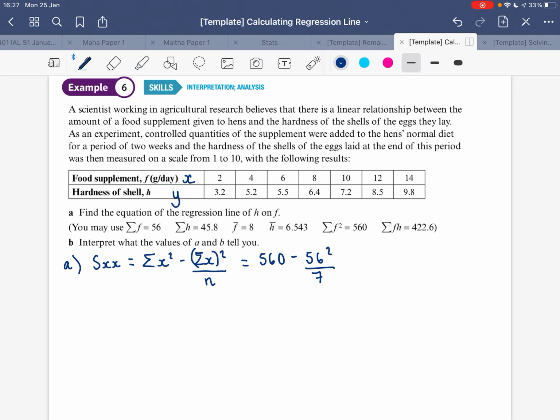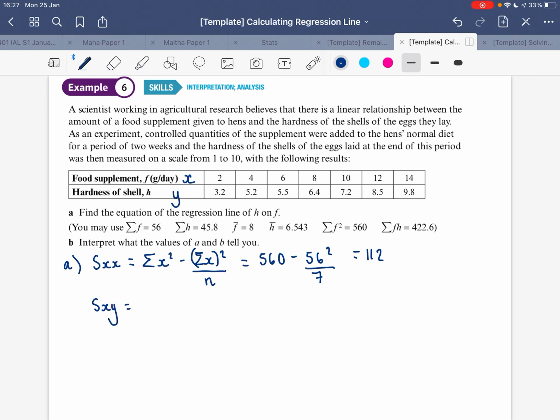Or 7 hens, I guess. Work that out, gives us SXX. Sound like I've got a lisp. I do have a little bit of a lisp, to be fair, but this makes it worse. 560 minus 56 squared over 7 is 112.